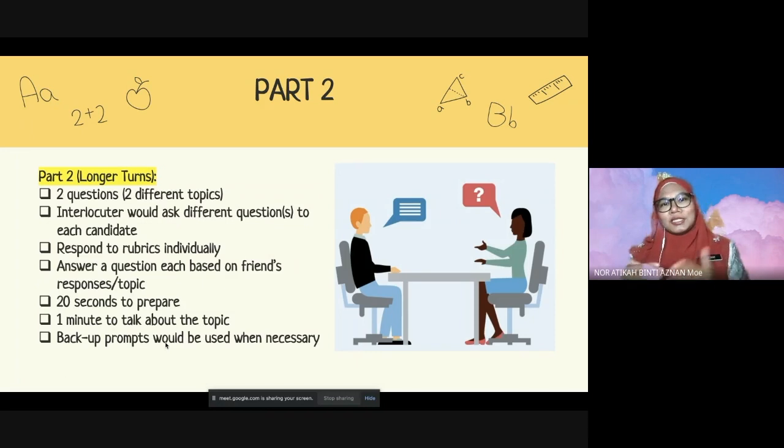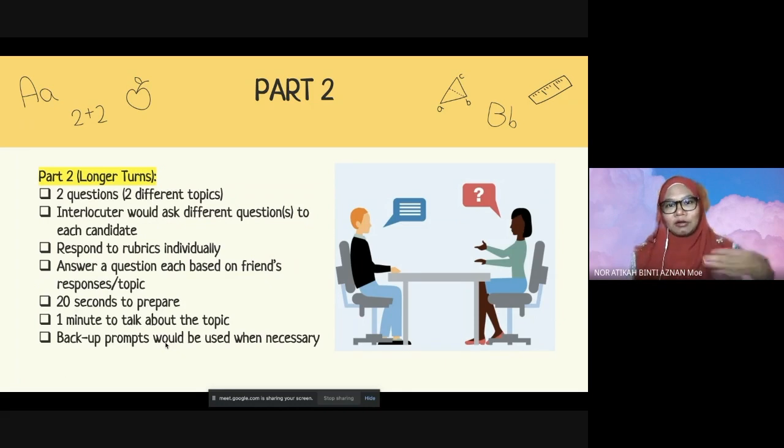This is a longer turn. Basically, it will talk about a specific topic. So there will be a lot more questions asked here. You have to respond to each of the questions, and you have to answer a question based on your partner's response or topic. For example, candidate A received a topic on family celebration, and then this is what candidate B. Candidate B will receive a topic about a family celebration, and the interlocutor will ask candidate A about a question from this topic as well.